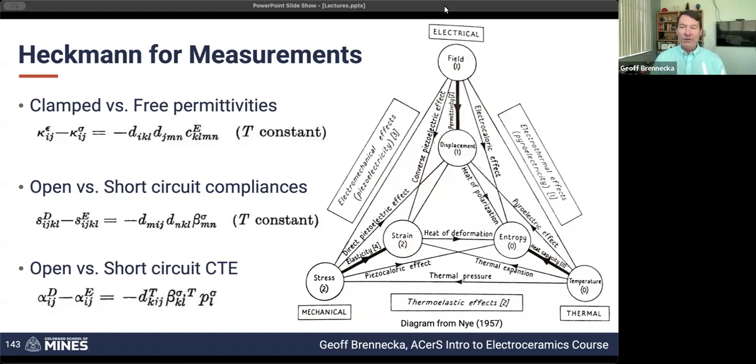If you're building a device that depends upon any of these characteristics, so piezoelectricity, thermal expansion, pyroelectric response, any of these, just know that the boundary conditions where it operates will give you different values.